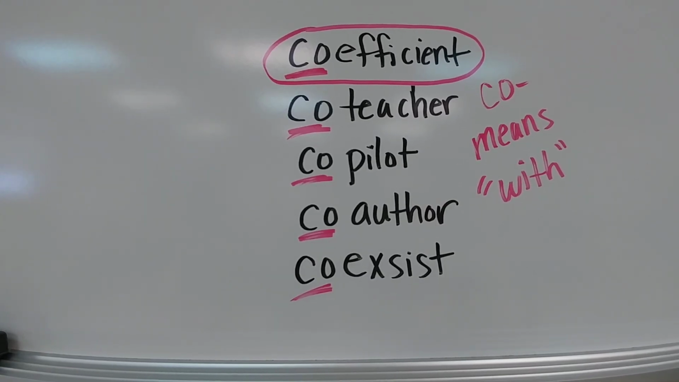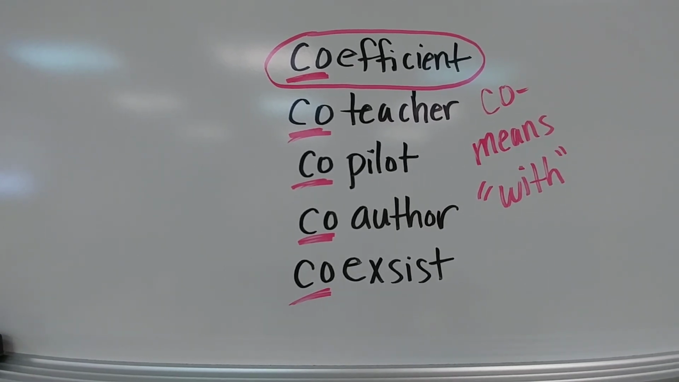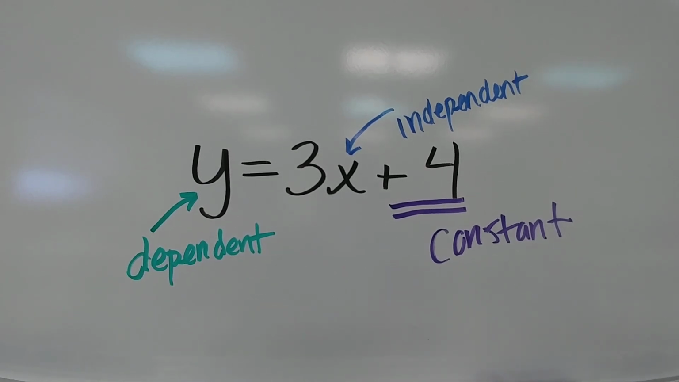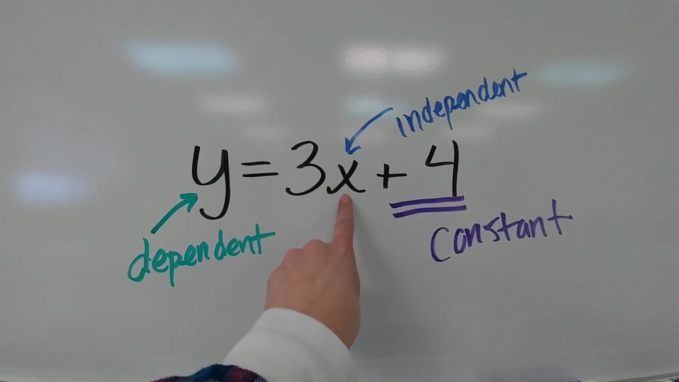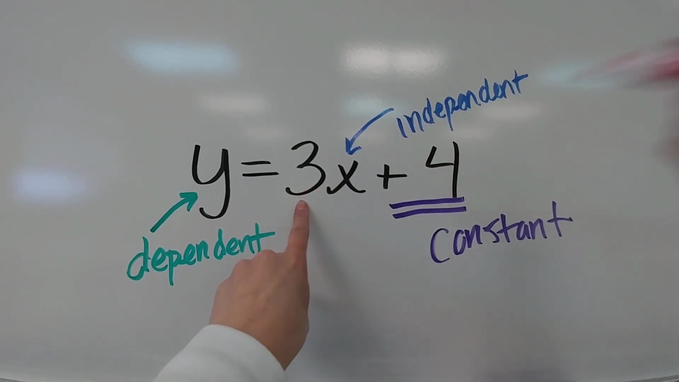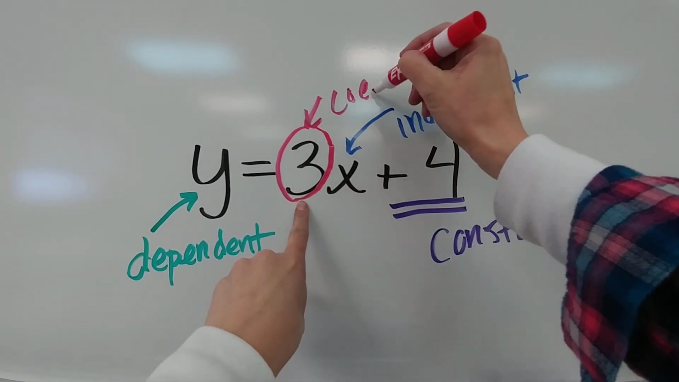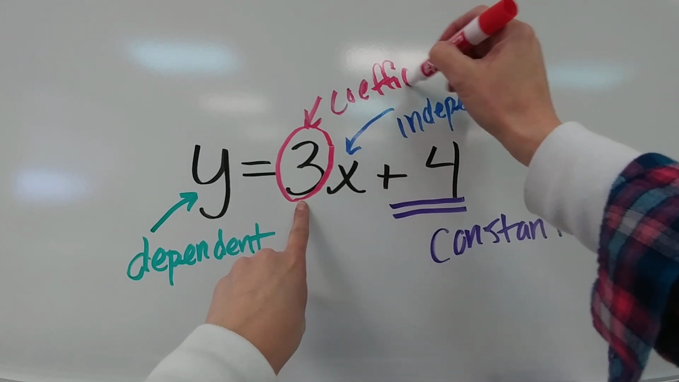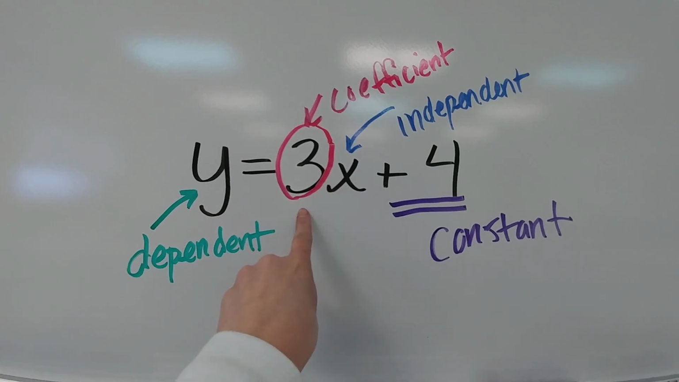The only vocab word we have left is coefficient. In the case of words like coefficient, co-teacher, co-pilot, co-author, and coexist, the prefix co means with. So in the case of our linear function, the number that comes with the independent variable, this 3, is our coefficient. It comes with the x, never alone.